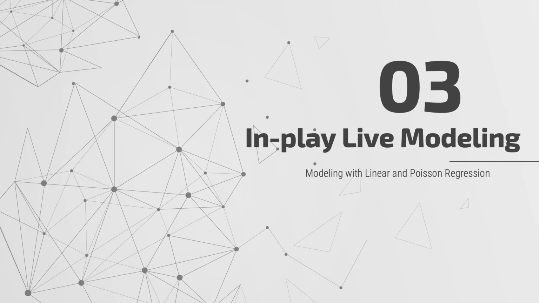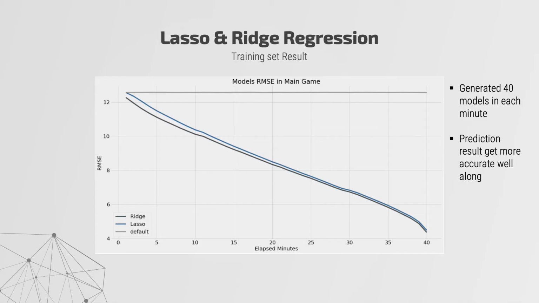Here is the result of in-play live modeling with linear and Poisson regression. First off, for linear regression, instead of generating a single regression model, I generated 40 models with Lasso and Ridge regression compared with default models. The model prediction results follow our expectation that there is likely a -10 to +10 prediction mistake in the final scores in the first 10 minutes. Later on, the prediction mistake interval decreased to approximately -6 to +6 before the last 5 minutes.